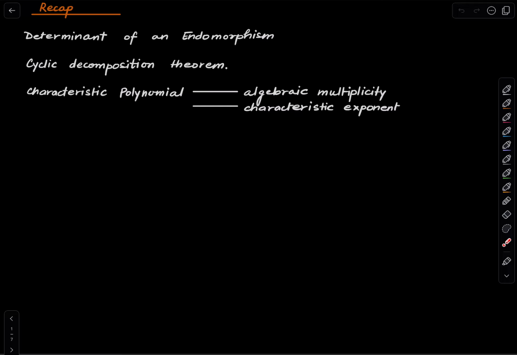Okay. We will use the notion of the characteristic polynomial. To define this, we needed the concept of algebraic multiplicity and, as a consequence, the characteristic exponent. Maybe let me recall a little bit. So what was the algebraic multiplicity of an eigenpolynomial P? We have some endomorphism T on a vector space V, and suppose P is an eigenpolynomial of T. Then the algebraic multiplicity of P is nothing but the dimension of the space of generalized eigenvectors corresponding to P.